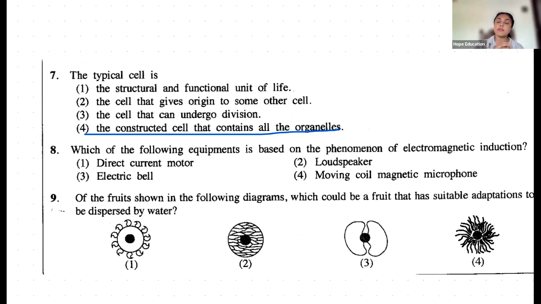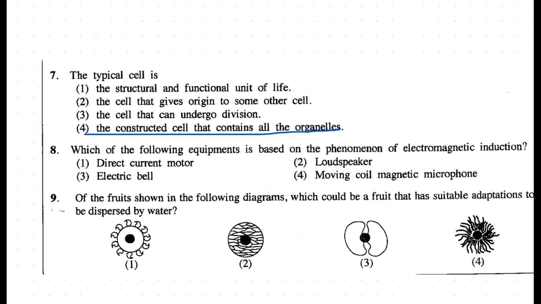Not every cell has all the organelles. Some organelles are absent. But then we would have to study many cells in order to study all the organelles, right? Because of that, what do we do? We construct a cell. Hypothetically, it's not a real cell, it's a cell that we design consisting of all the organelles.